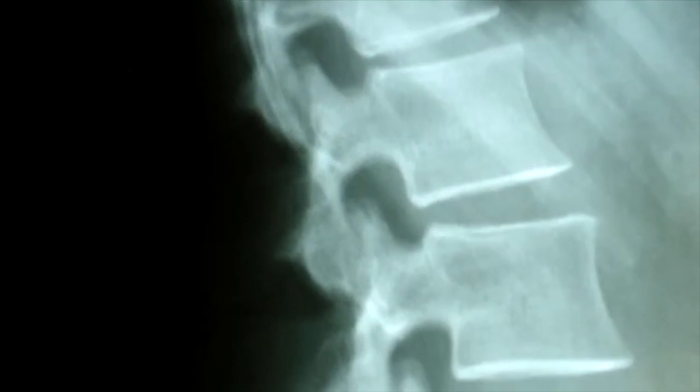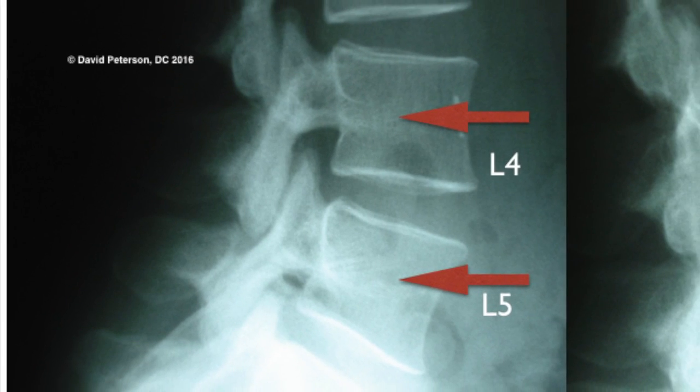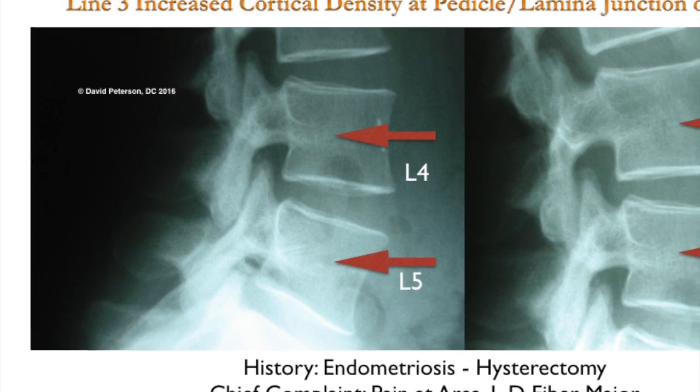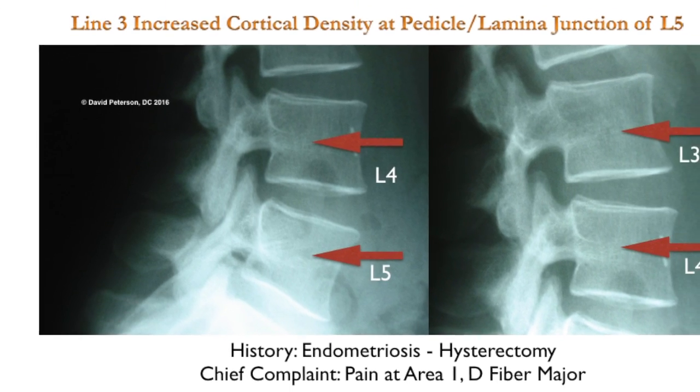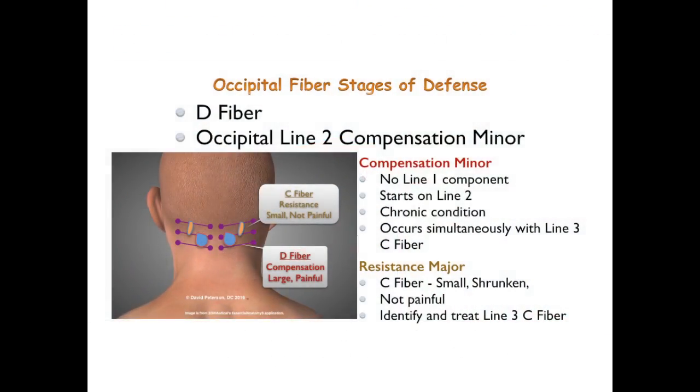This patient had a history of endometriosis and a recent hysterectomy. Her chief complaint was pain, or a constant pulling sensation, at area 1, which was determined to be a D fiber major. As you will become aware of in the Mastering the Gut program, a D fiber is a line 3 that is failing to resist and is in need of compensation to maintain homeostasis.